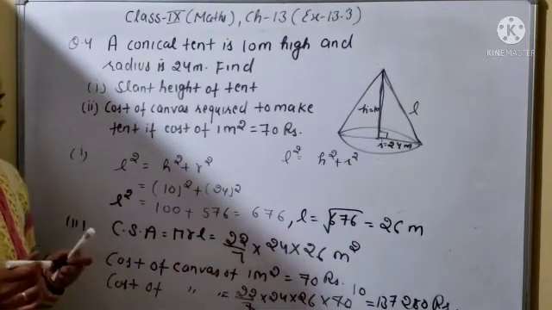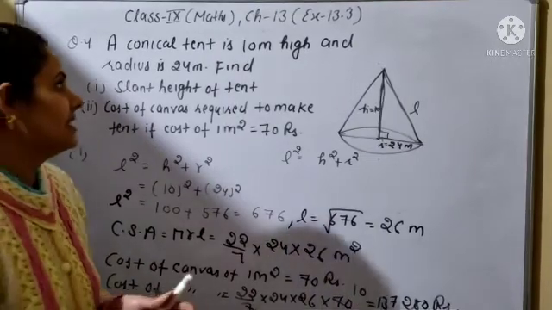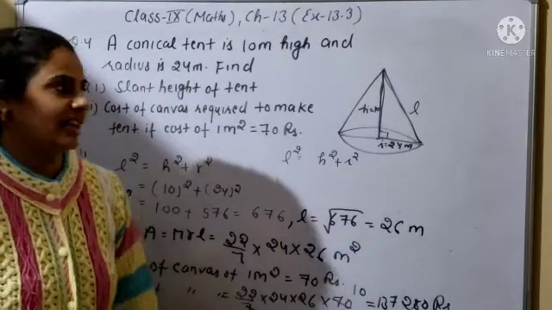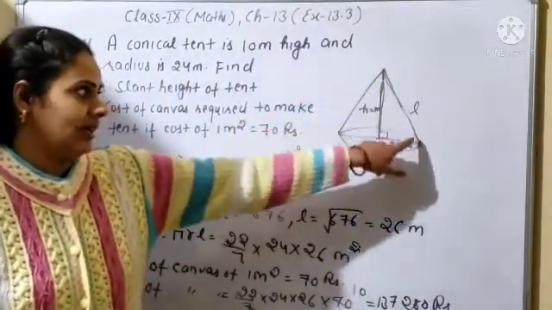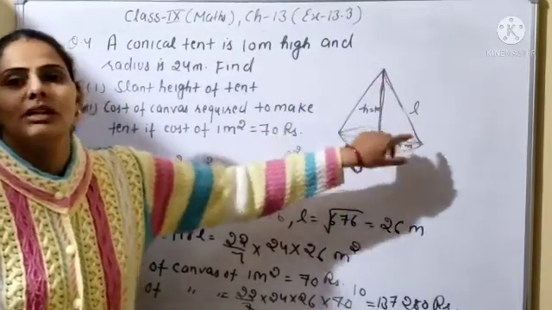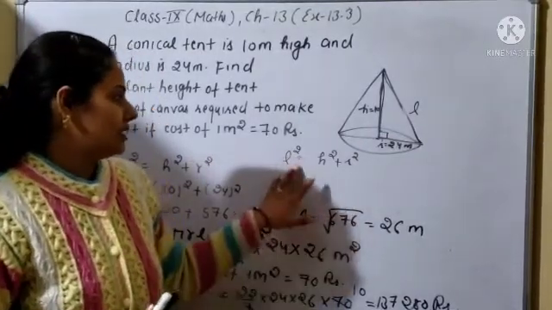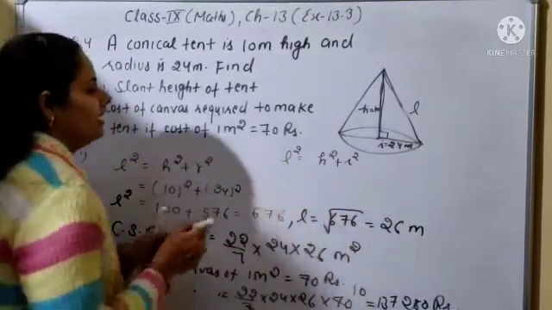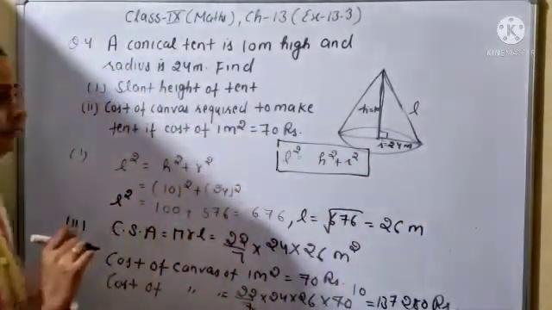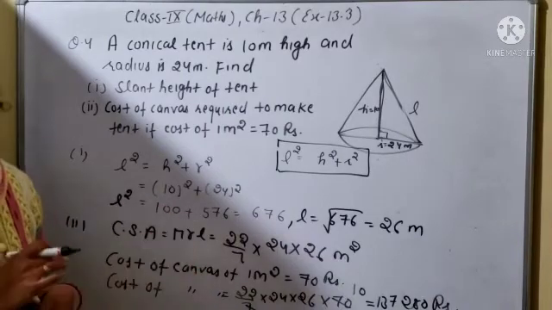Okay, so in this question what will you find out? Beta, simple: a conical tank is given whose height is 10 meter and whose radius is 24 meter. First you will find out the slant height. For finding this you will apply the Pythagoras theorem, as this is a triangle. According to the Pythagoras theorem, the hypotenuse square is always equal to base square plus perpendicular square. From here you can easily find the value of l, so it will be 26 meter.